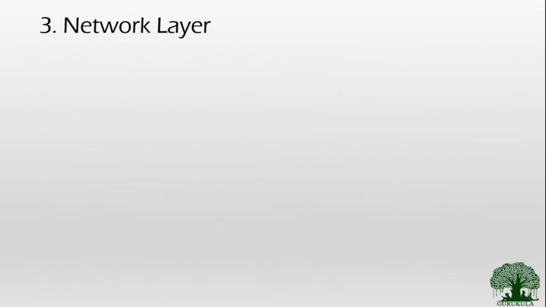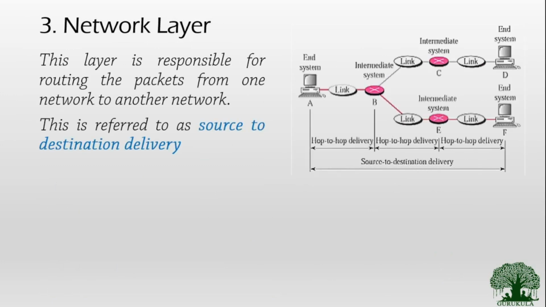So next, jumping on to the third layer, your third layer is the network layer, and your network layer is responsible for source to destination delivery. I would like to recall that in the previous layer, your data link layer is responsible for node to node delivery. As against your data link layer, your network layer is responsible for source to destination delivery.